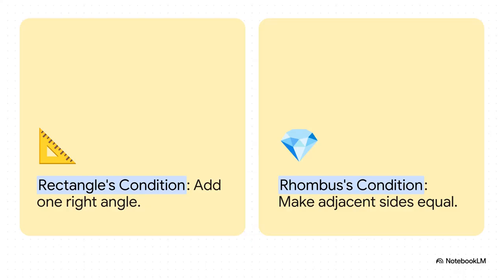So let's just quickly recap that split. We start with one common ancestor, the parallelogram, and we take two different evolutionary steps. For the rectangle, we put a new condition on the angles. For the rhombus, we put a new condition on the sides.